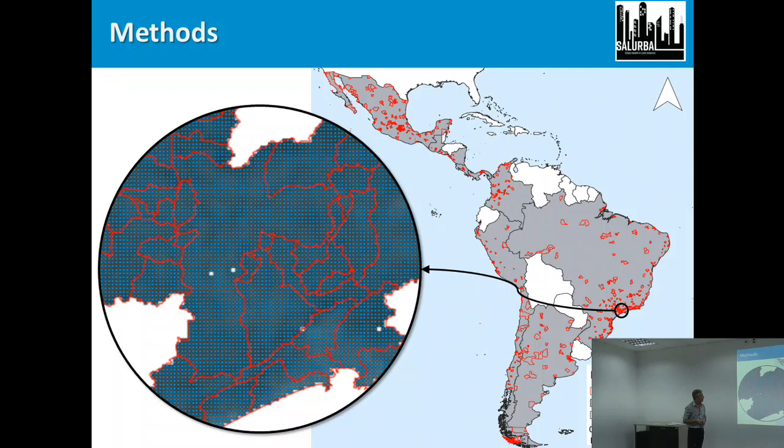I think I have a picture. All these in red here are the cities that we are analyzing in Salubao. It's about 1,463 L2s, sub-city units, and 470 L1s, metropolitan areas. And this is sort of the idea of the grid cells.